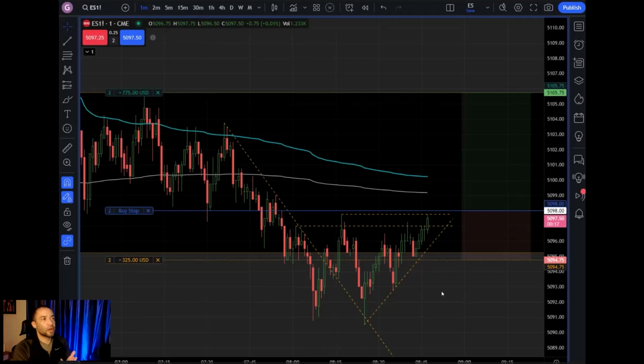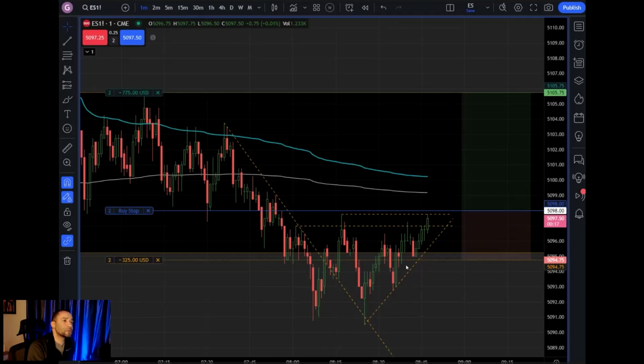I called out that I would be getting long at 50.98 right here. Stop loss at 50.94.75 and a profit target at 51.05.75. This is about 2.4, 2.3 risk to reward.